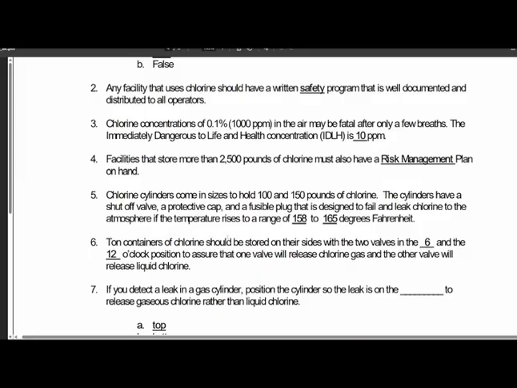Ton containers of chlorine should be stored on their side with the two valves in the 6 and 12 o'clock positions to assure that one valve will release chlorine gas and the other valve will release liquid chlorine. One releasing gas will always be on top.